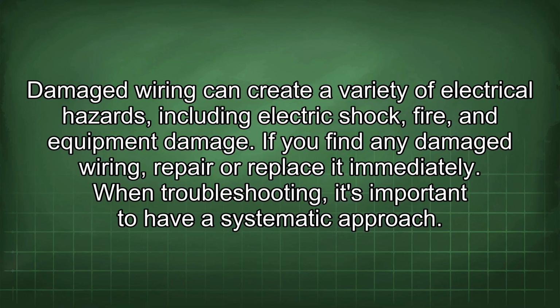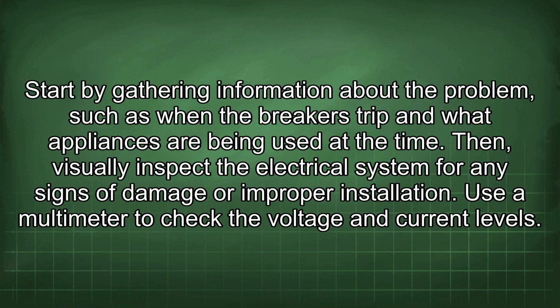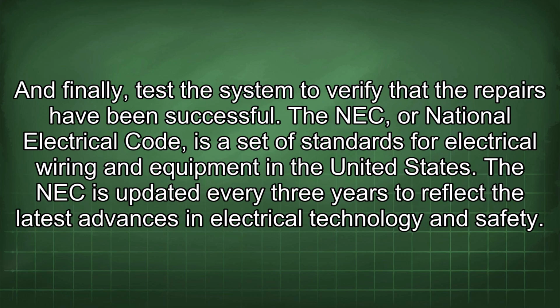When troubleshooting, it's important to have a systematic approach. Start by gathering information about the problem, such as when the breakers trip and what appliances are being used at the time. Then, visually inspect the electrical system for any signs of damage or improper installation. Use a multimeter to check the voltage and current levels. And finally, test the system to verify that the repairs have been successful.